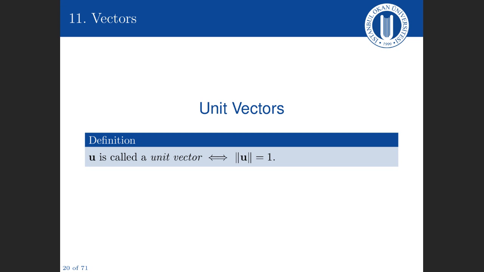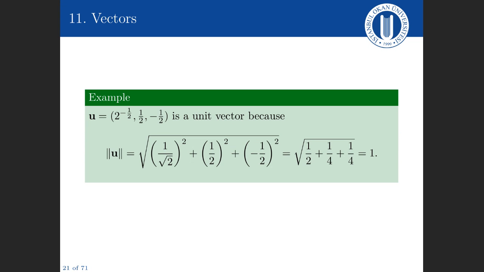Unit vectors. A vector u is called a unit vector if and only if the norm of u, or the length of u, is equal to 1. For example, this vector 2 to the power minus a half, which is the same as 1 divided by the square root of 2, a half, minus a half, is a unit vector, because if we calculate the norm of u, we get equal to 1. I'll leave this for you to check. I'm just going to go ahead quickly.